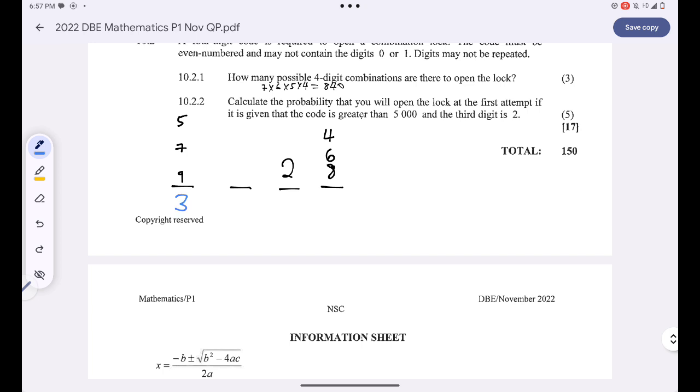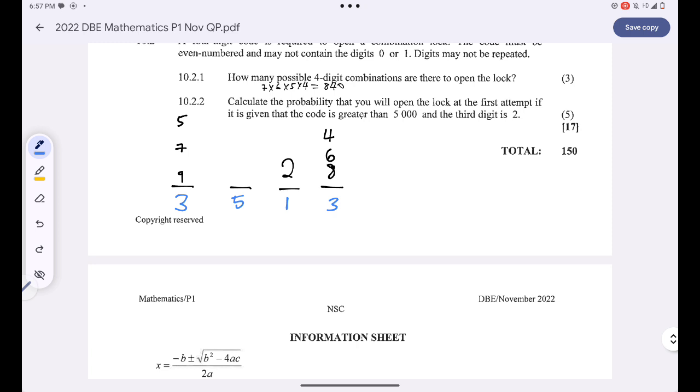I will have 3 numbers to choose from on the first placeholder, and I'll also have 3 numbers to choose from on the last placeholder. Here I'll only have one number to place, and that's 2. Remember that I had 8 numbers. I have already used 3 of them. That means I'm left with 5 numbers to choose from.